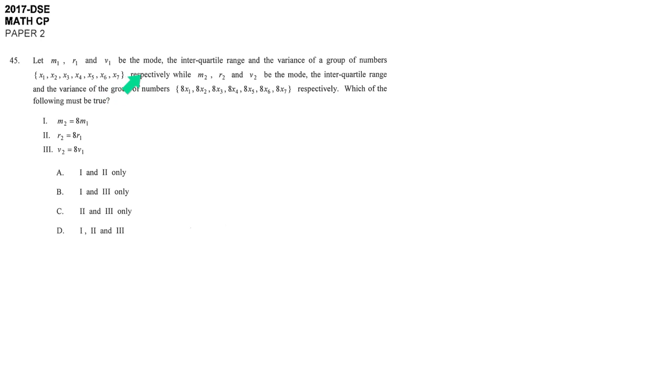45, this is very typical that they give you a set of data and then there is some modification. This time the modification is every value times 8. So from x1, x2, and then until x7, the transformation is every value times 8. That's why we get 8x1, 8x2, and 8x7.